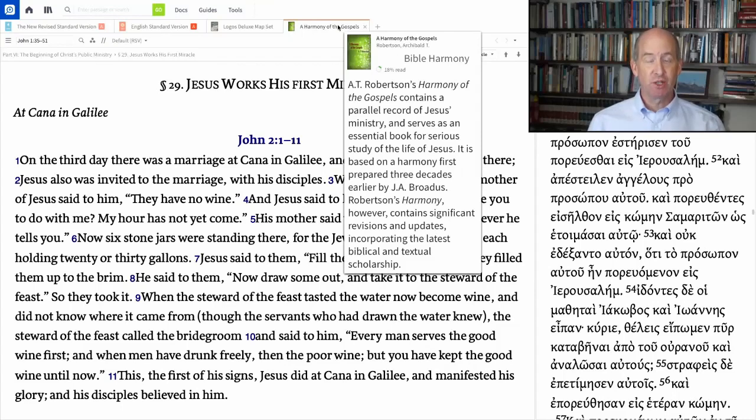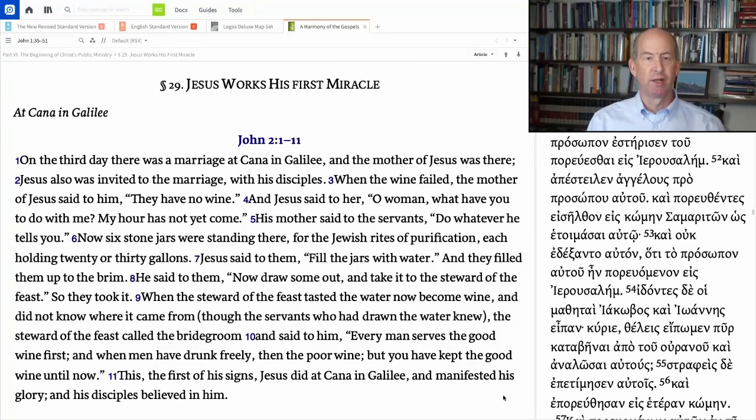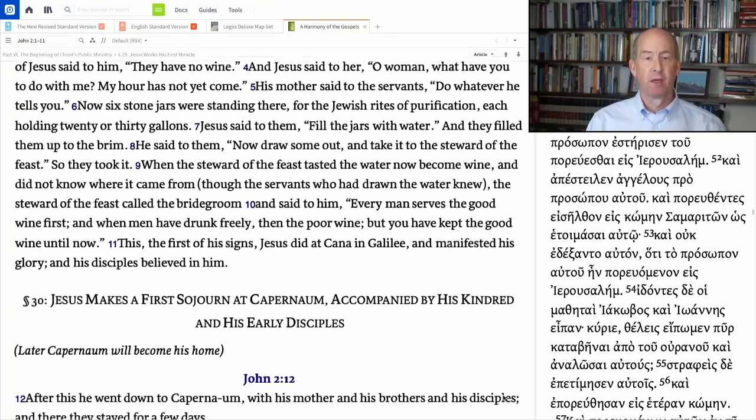As we'll see, especially with the Gospel of John, this doesn't really work because John's sequence is sometimes dramatically different from the synoptics, Matthew, Mark, and Luke. Here's A.T. Robertson's harmony of the four Gospels. We'll pick it up early on with its section 29, Jesus works his first miracle, which is turning water into wine at the wedding at Cana.